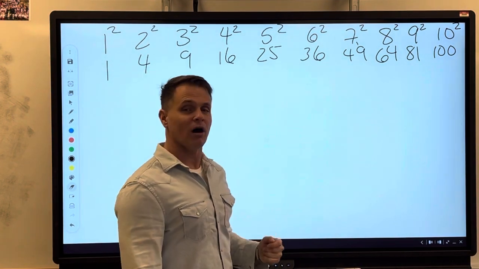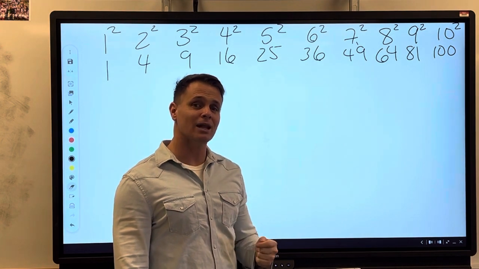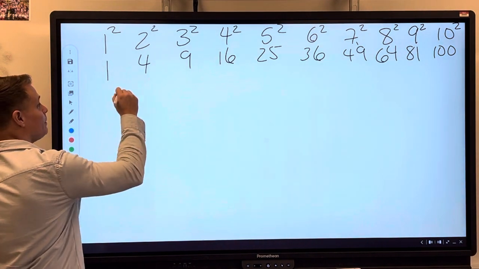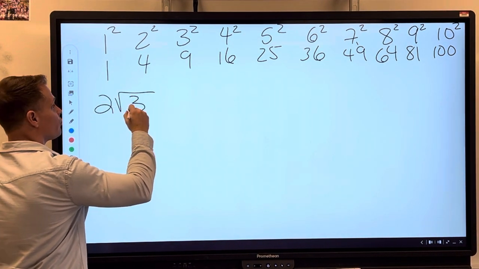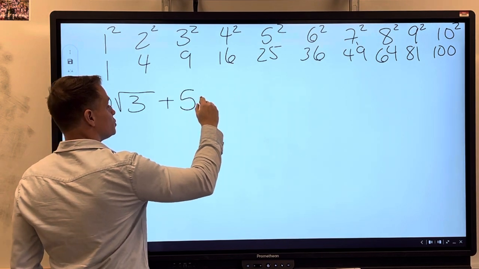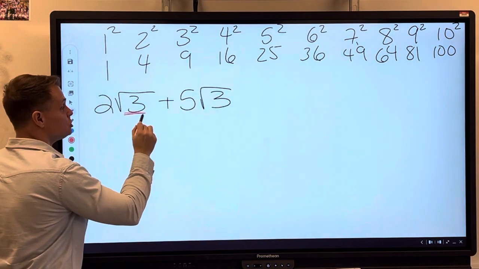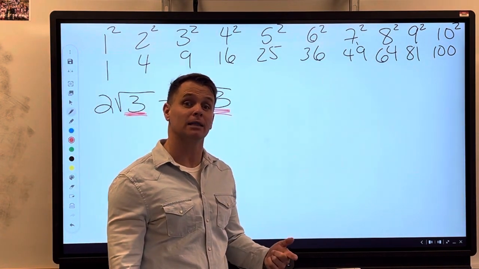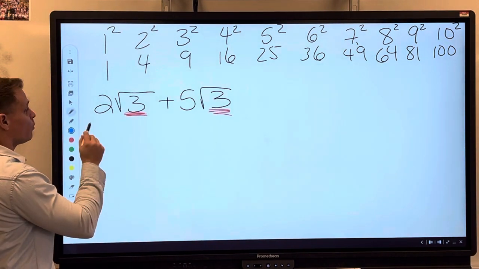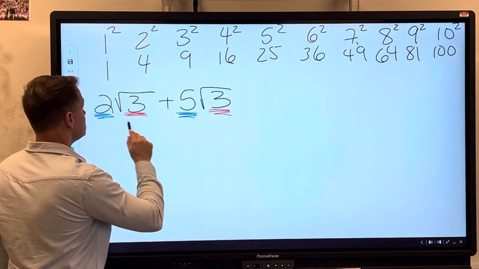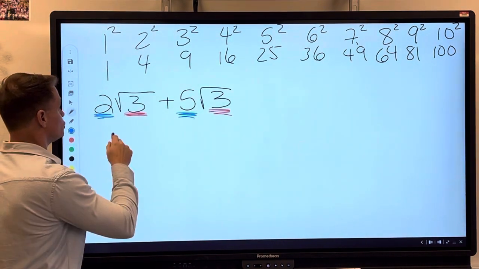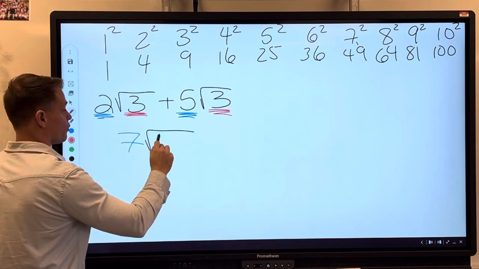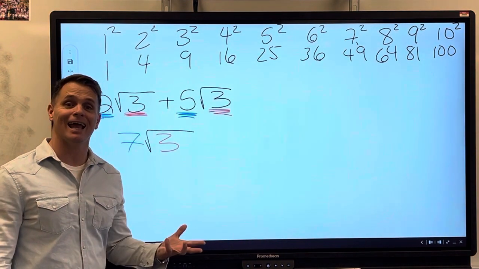Now, for us to be able to add or subtract radicals, they have to be like terms. Now, what do I mean by that? I mean that if we have 2 times the square root of 3 plus 5 times the square root of 3, that these two numbers in the radical have to be the same for us to be able to add or subtract them. If they are, we add the two coefficients. The coefficients are the numbers in front of the radical. So 2 plus 5 is 7 times the square root of 3. We leave the 3 the same.